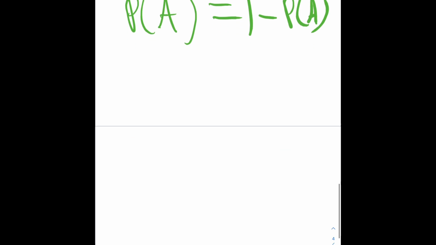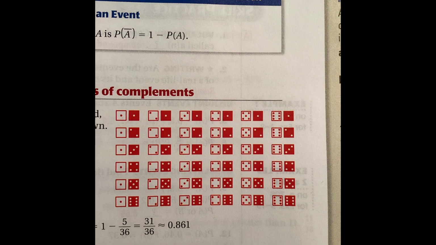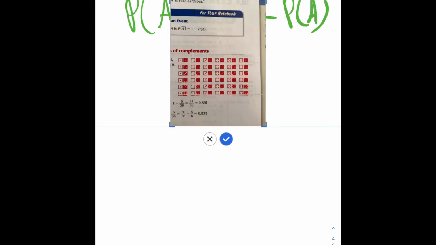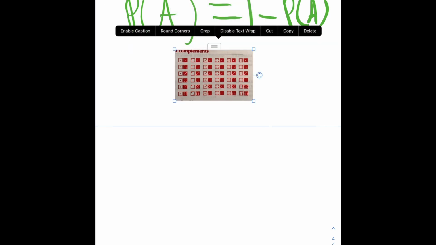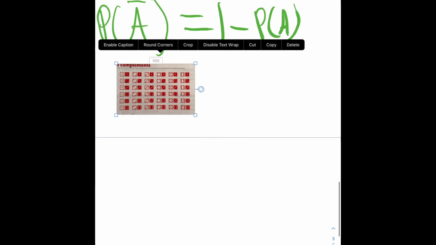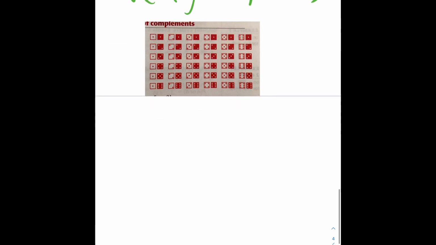Find probabilities of complements. So when two 6-sided dice are rolled, there are 36 possible outcomes. So let's just, again, take a quick look at this. Here's just an example. Again, the 2 different ways that I could show all the different combinations of rolling 2 dice. So let's find the probabilities of complements.